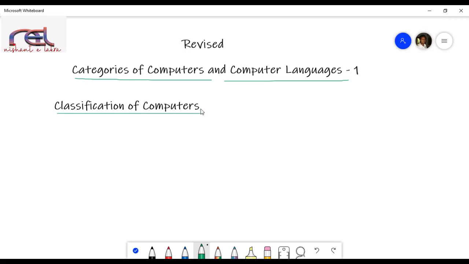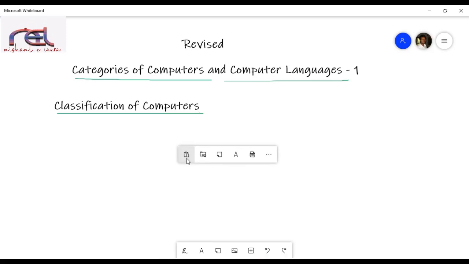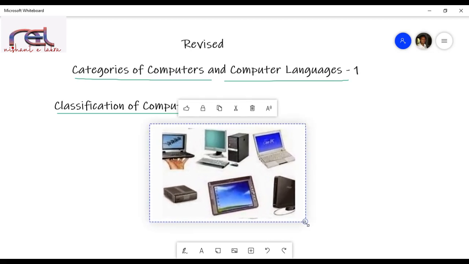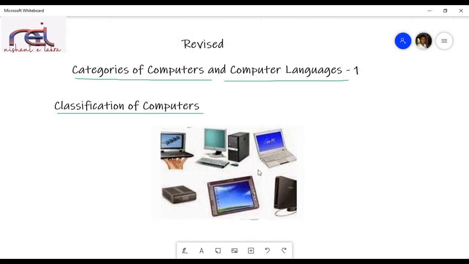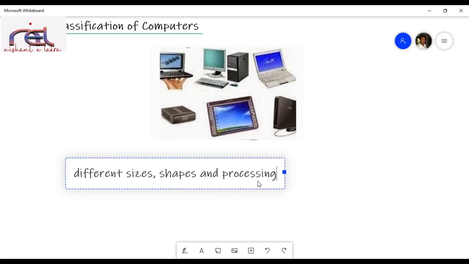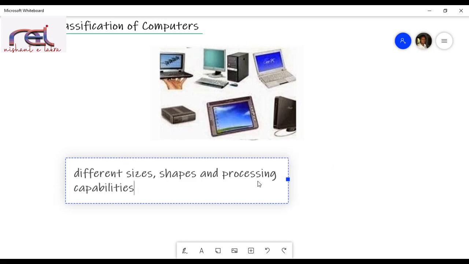Let me explain to you classification of computers. There are many different types of computers. It can be laptops or desktops or a lot of computers that we have nowadays. So the computers can be classified according to their sizes, shapes, and processing capabilities.